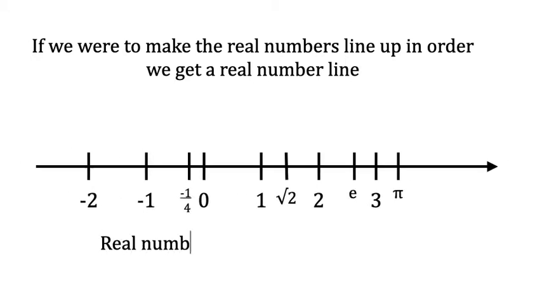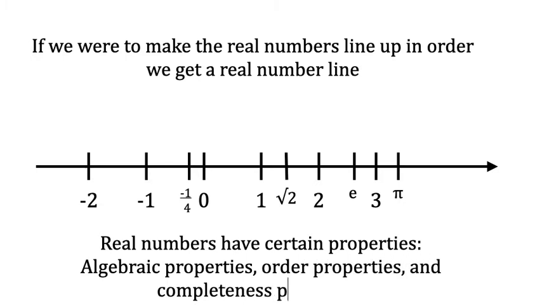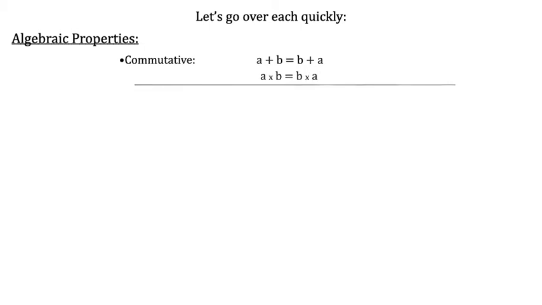Real numbers have certain properties: algebraic properties, order properties, and completeness properties. Let's go over each quickly. Algebraic properties. There are commutative properties like a plus b equals b plus a. If you put numbers there, you could say 1 plus 2 is equal to 2 plus 1. The same is true for multiplication. A times b is the same as b times a.